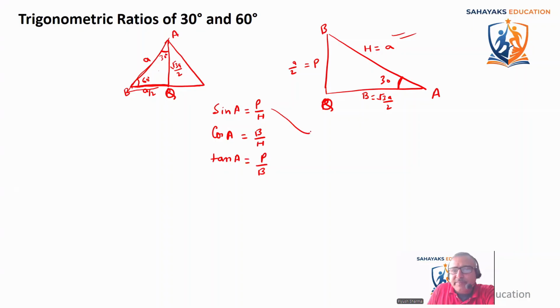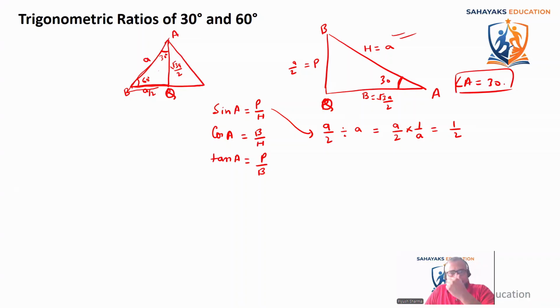So sin A value comes out to be, what is the value of P? P is A by 2 divided by H. H is A. So that comes out to be A by 2 multiplied by 1 by A. That comes out to be 1 by 2. So this is where angle A is equal to 30 degree. We are finding the ratios for 30 degree.